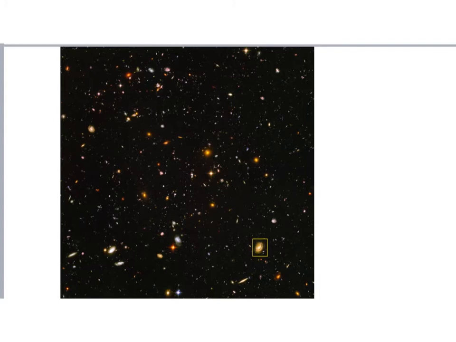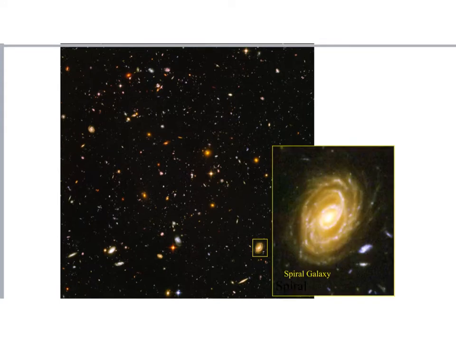Take this one, for example. Would you characterize that as, let's zoom in, obviously a spiral galaxy. You see there is a bulge and then there is a disk component. They're both there. Let's look at this one now.